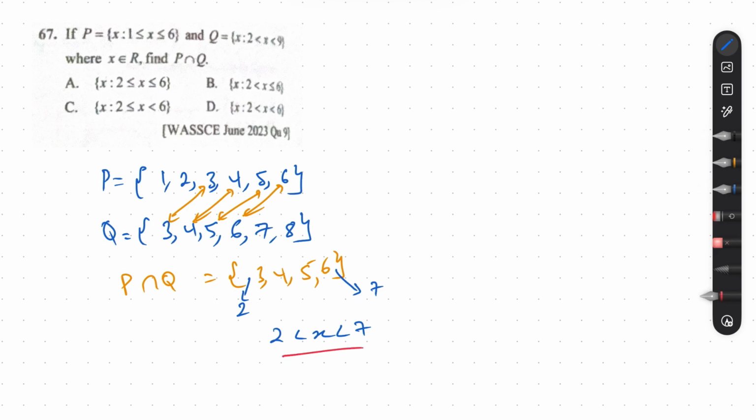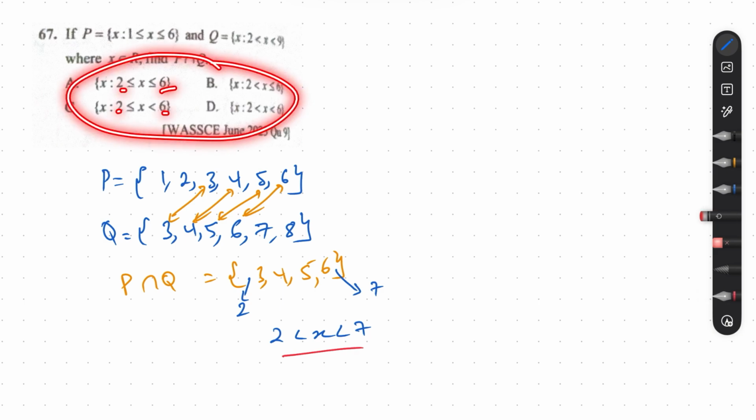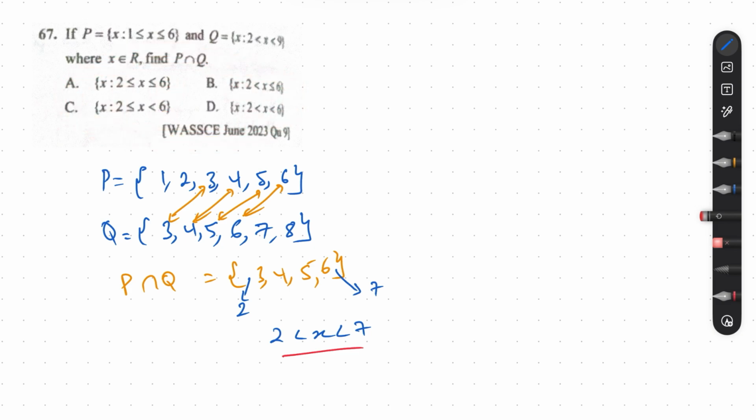But over here I can see that most of our answers are from 2 to 6, so let's try to write our answer in the form of 2 to 6. Our answer is 3, 4, 5, 6. If we write it from 2 to 6, we see that 2 is non-inclusive, so we write 2 less than x. But when we come to the 6, we see that 6 is here, so we have to write it inclusive, which is less than or equal to 6.